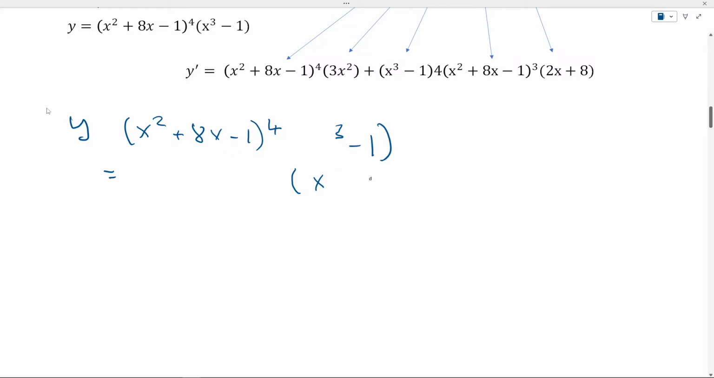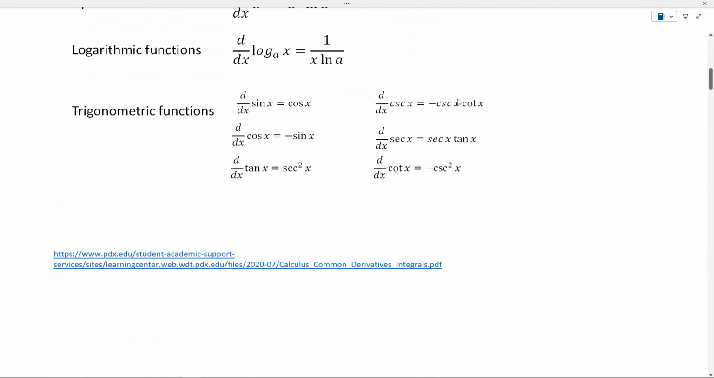Let me delete this and write it again. So this is plus, this is x minus 3. So now I see this is my y, and I want to find my y, my derivative of this guy. So when I see this, this looks familiar, because this looks like the product rule. Doesn't it? Here, let's check the product rule.